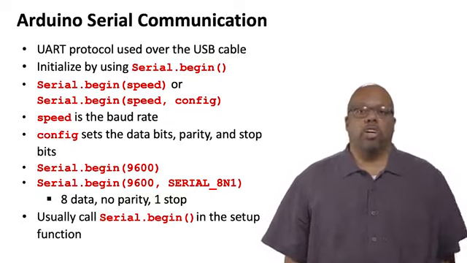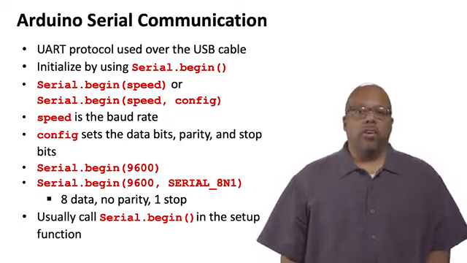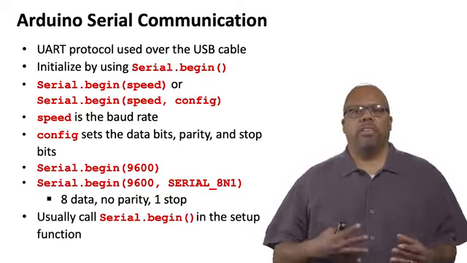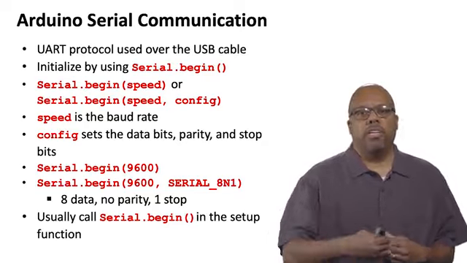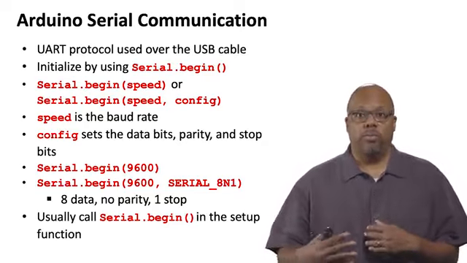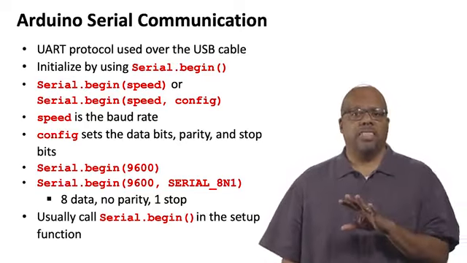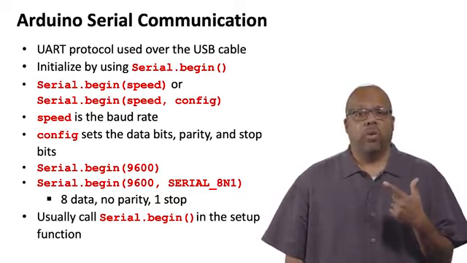Okay, so speed is the first argument, and you have to give that argument. The other argument is a configuration. This sets the properties of the communication, basically the bits that you're sending: how many data bits, how many parity bits, or rather, are you sending a parity bit, how many stop bits, and so on. There is a set of constants defined for that in the Arduino library.